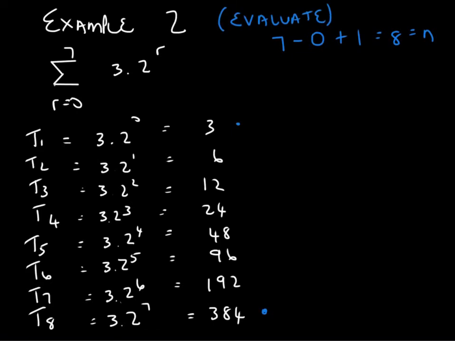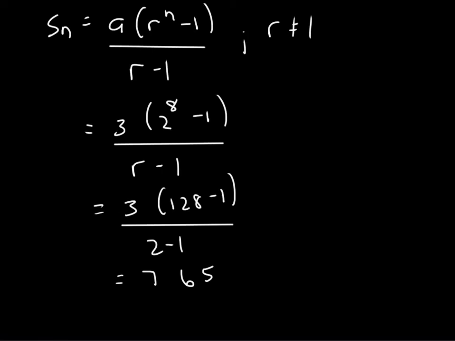So the instruction here was to evaluate, which means that we need to find the sum of the sequence. So let's do that quickly. We have Sn is equal to a times (r to the power n minus 1) over (r minus 1). And we substitute what we have. How many terms are there? There are 8. What's our ratio? Our ratio is 2. And our first term is 3. All we're going to do is substitute what we have, and that gives us an answer of 765.